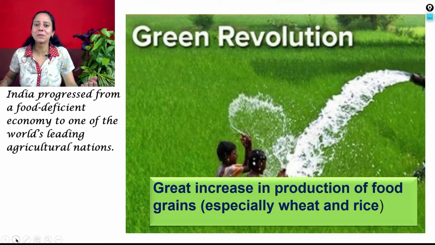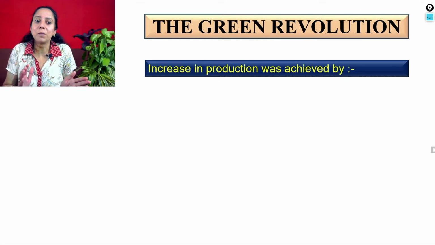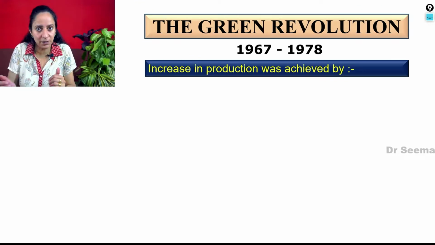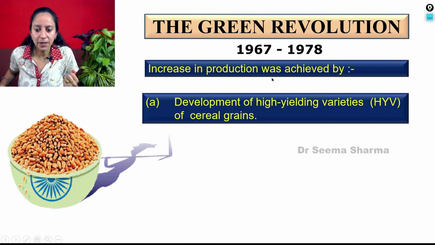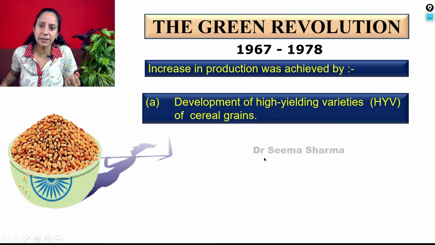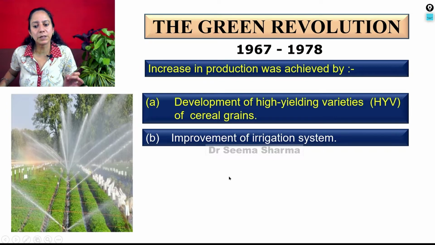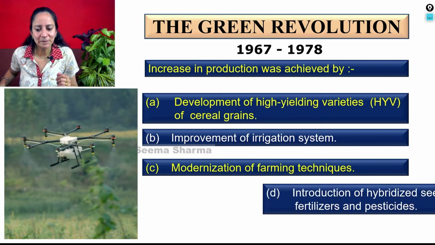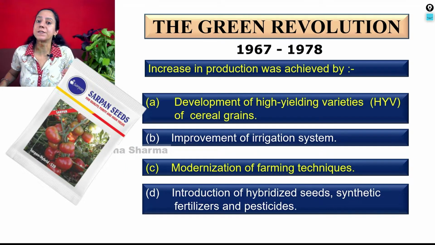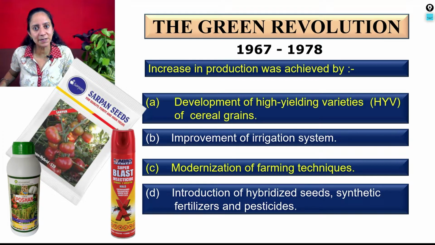So how was it achieved? The Green Revolution led to the increase in the production of cereal crops. How? By development and use of high yielding varieties of cereal grains, overall improvement in the irrigation system, modernization of farming techniques, introduction of hybrid seeds, synthetic fertilizers and pesticides. India, which was earlier importing cereal crops from other countries, because of the Green Revolution not only became self-sufficient but started exporting cereal grain.